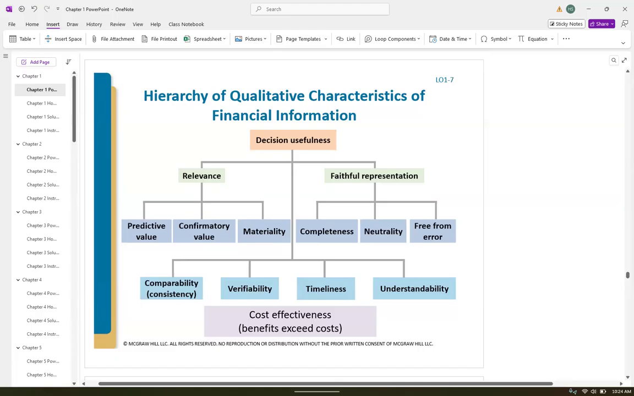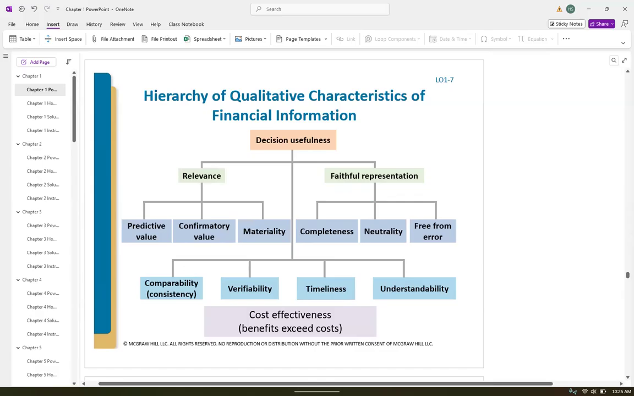Okay. Free from error. I would guess that it's not going to be 100% free from error, but we'll talk about materiality. We can say it's free from error if there is an error in there, it's an immaterial amount. It won't change the way we make decisions. Okay. So keep that in mind.